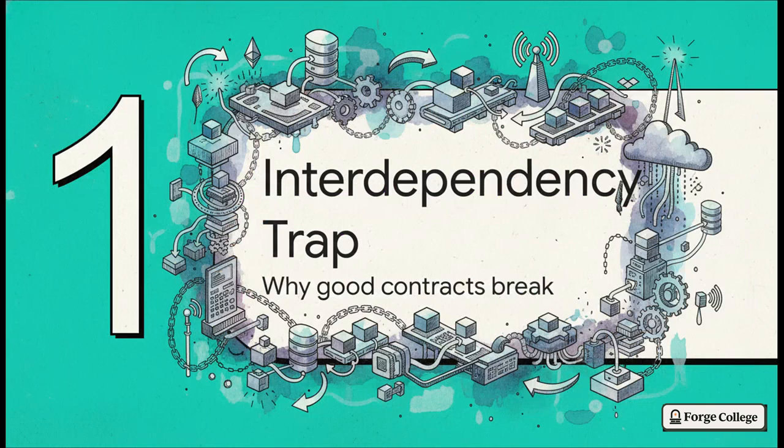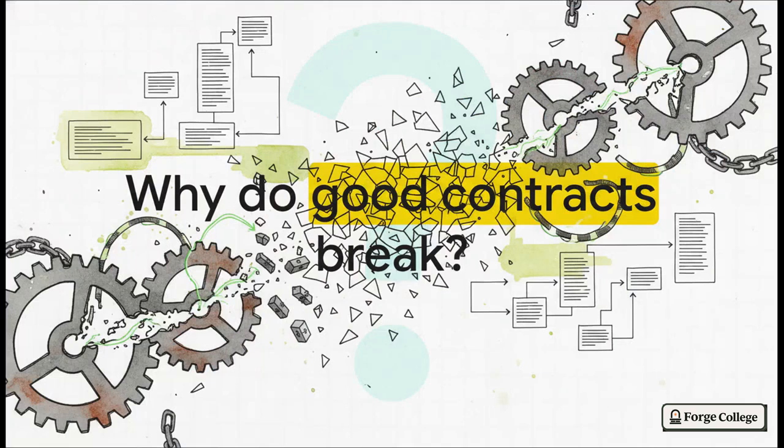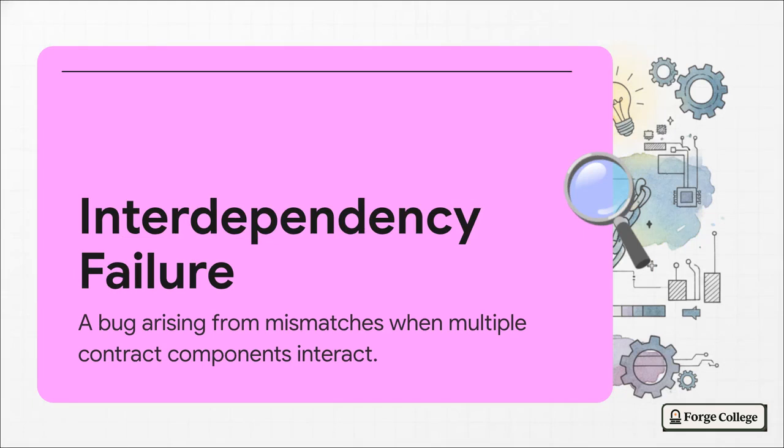All right, Section 1, the interdependency trap, why good contracts break. As Web3 engineers, we're building these incredibly complex architectures now. Factories, proxies, oracles, the whole shebang. But that brings up a really frustrating question. Why do good contracts actually break? I mean, think about it. You've written flawless code, you've tested every single piece in isolation, your unit tests are completely green. So why does a multi-million-dollar system suddenly just blow up the exact second you plug all those pieces together? Well, it usually comes down to what we call an interdependency failure.